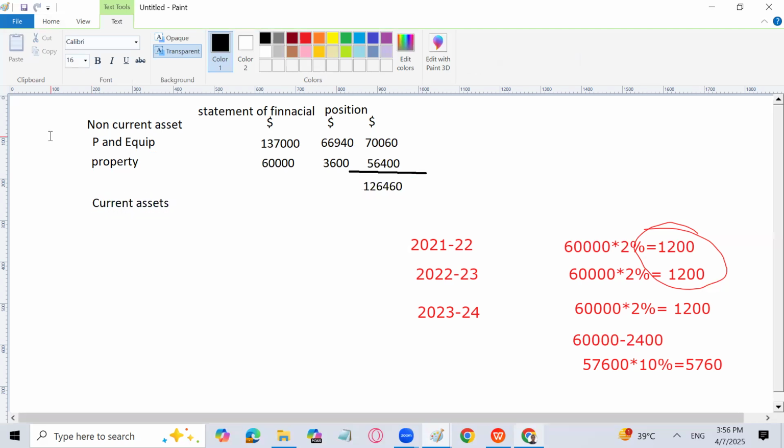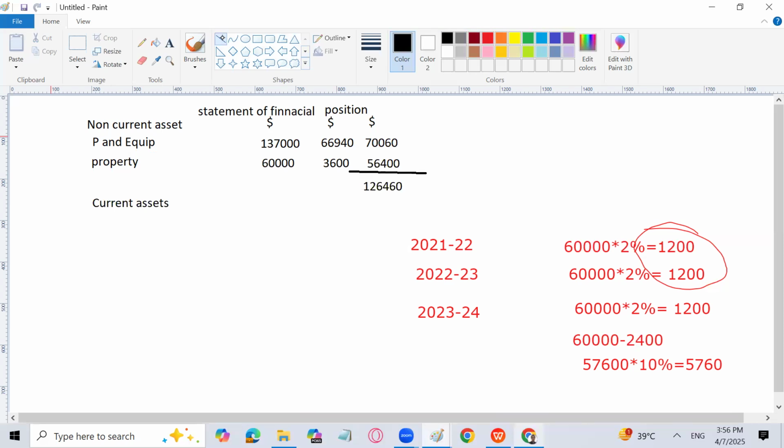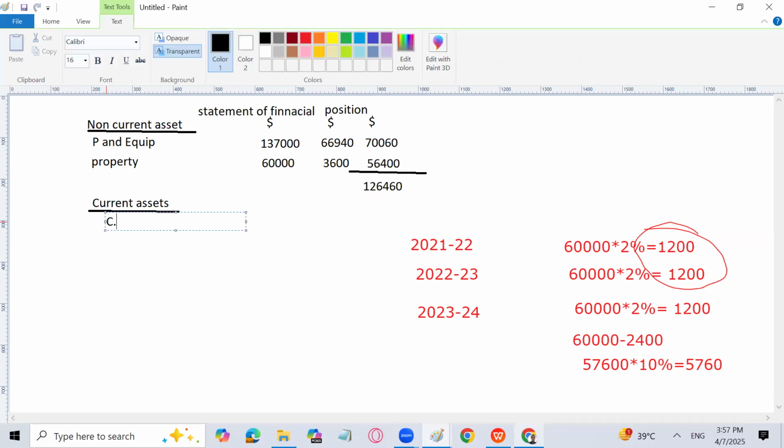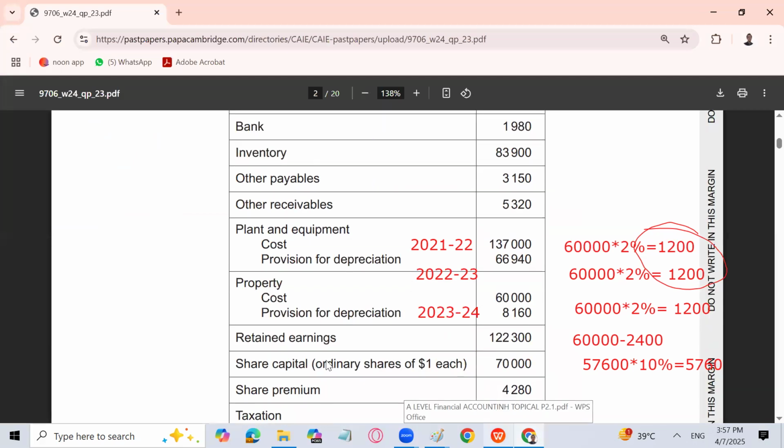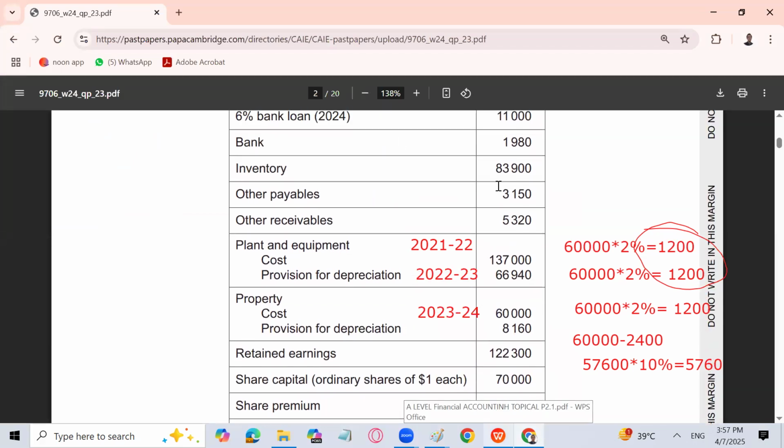Next, we are going to write current assets. Basically, if you just make up your mind, you will see that this question is basically regarding errors. Completely, it's about errors. So we'll start with the closing inventory. Then we will go with the trade receivables, which are given, but first let's write the closing inventory. So closing inventory is given here, that is 83900.